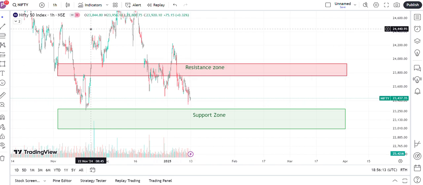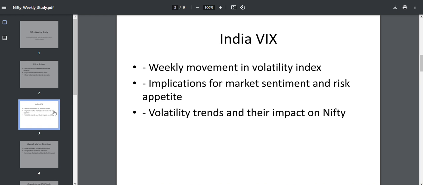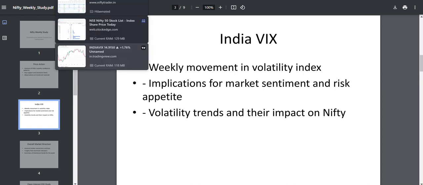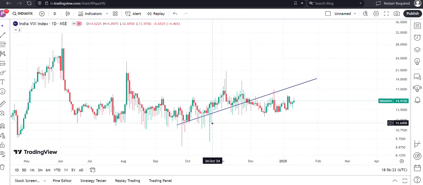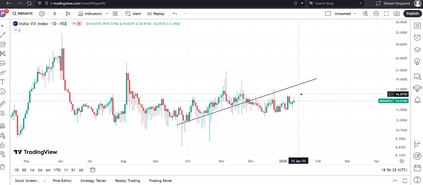Now let us look at the second pointer, that is India VIX. Basically we will try to find how the India VIX is. If you look at the India VIX, we are once again trading between something like 14 to 15. So it is sideways. Volatility is there, but we are not too volatile, and at the same time we are not low volatile either. That is what VIX is telling.